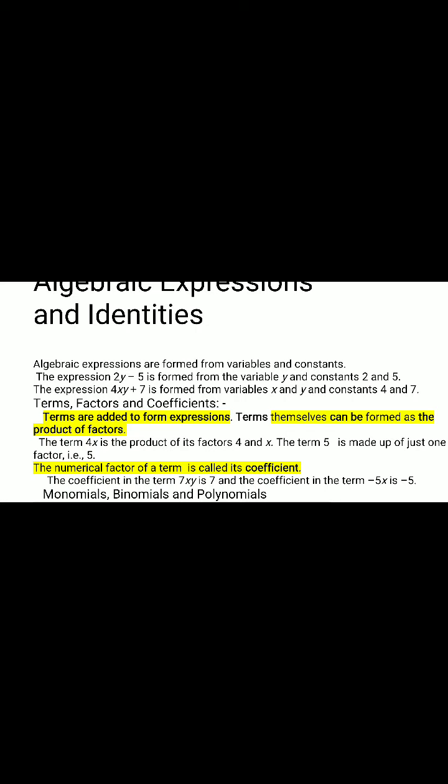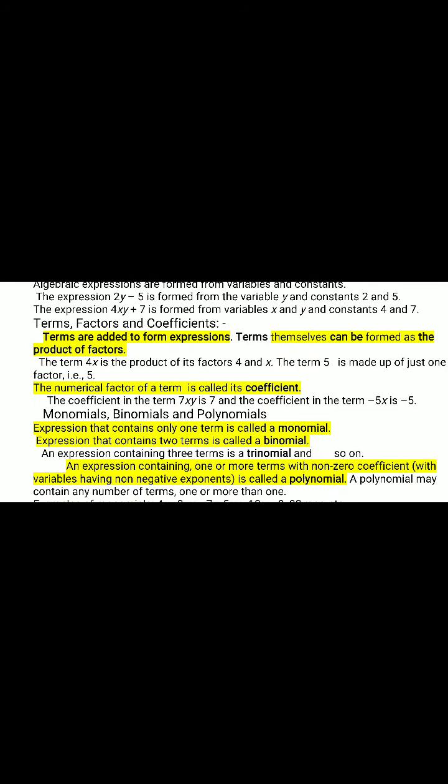The numerical factor of a term is called its coefficient. Now what is the coefficient? The numerical factor of the term is called coefficient. The coefficient of 7xy is 7, because the numerical value 7 is multiplied with the variables. The coefficient in the term minus 5x is minus 5. So we can find the coefficients.